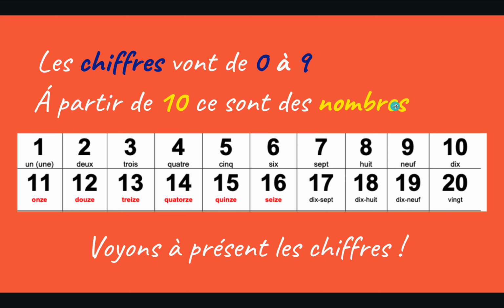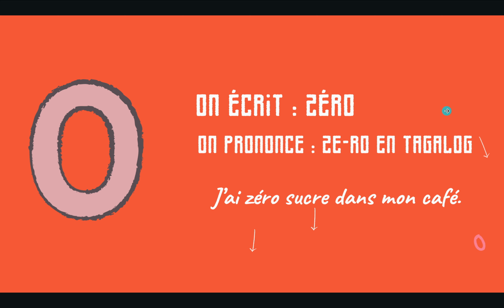Let's have a look first at the digits, les chiffres. This digit, it's 0. C'est le chiffre 0. On écrit 0. That's how we write it. And on prononce 0. We pronounce 0. Exemple, j'ai 0 sucre dans mon café. I have 0 sugar in my coffee. Okay?